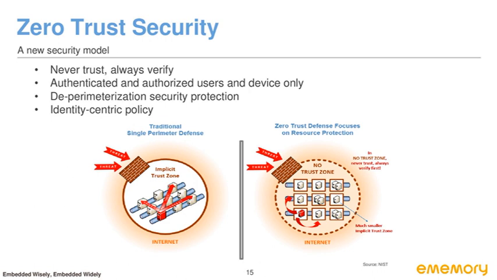The first feature of zero trust is never trust anybody, and always verify. The second feature is that only authenticated and authorized devices are permitted. The third feature is perimeterization of security protections. I will explain what this perimeterization security protection is. And the fourth feature is an identity-centric policy. Let me explain what they are.